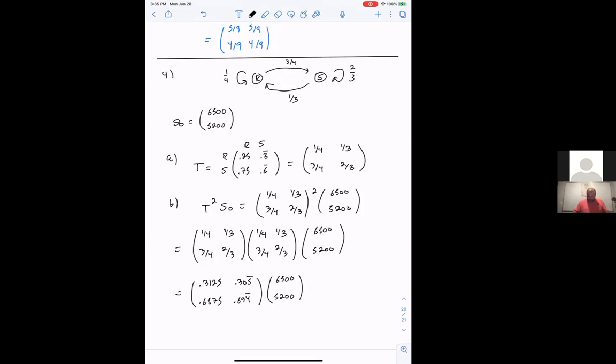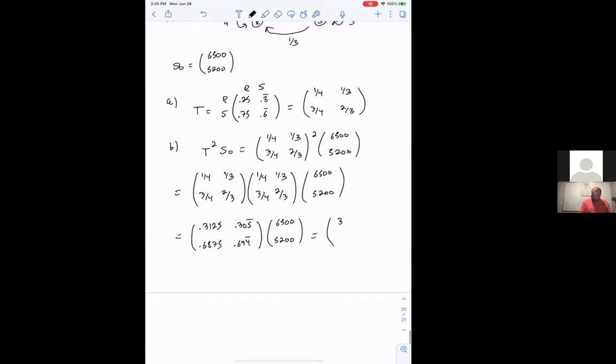So what does this give me? Well, this times 6,500 plus this times 5,200 gives me about 3,620 approximately. And I don't have to do the math on the other one because there's a total of 11,700. So if I just subtract off that, it gives me 8,080.